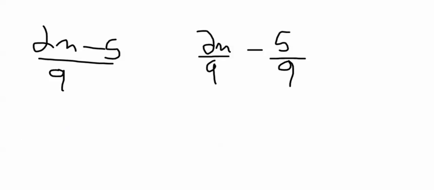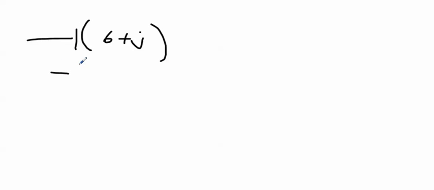The only other hiccup I could possibly think of is if you have something like this, if it's negative out in front, like negative 6 plus j. If it's negative 6 plus j, treat this like a -1. So it's -6 minus j.